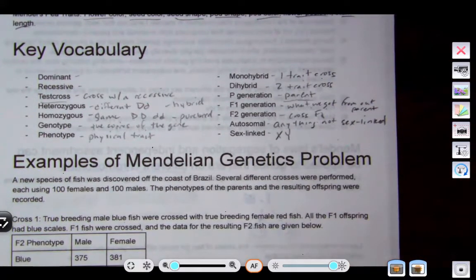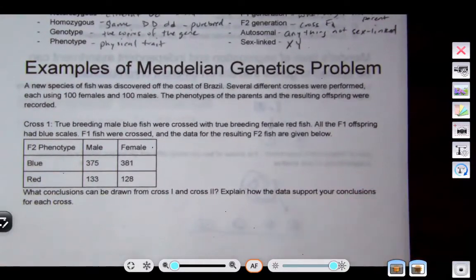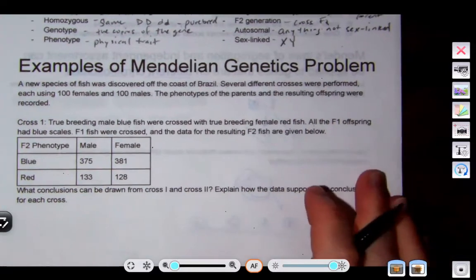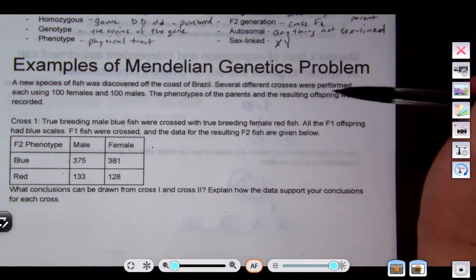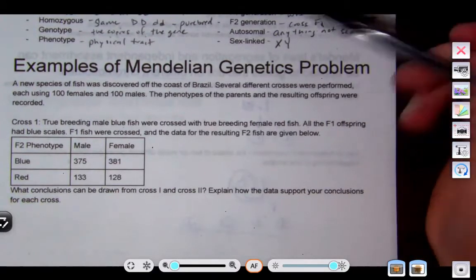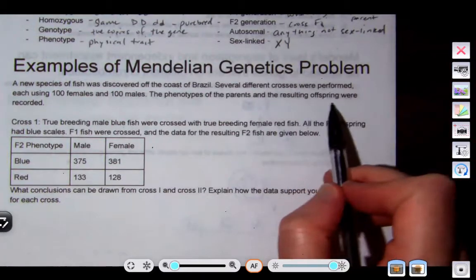Now, I'm going to run through a quick example of a Mendelian genetics problem that could show up on an AP test. This is actually an AP question that has been modified to look a little differently. So a new species of fish was discovered off the coast of Brazil. Several different crosses were performed, each using 100 females and 100 males. The phenotypes of the parents and their resulting offspring were recorded.